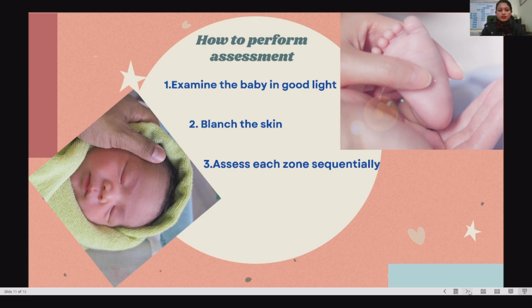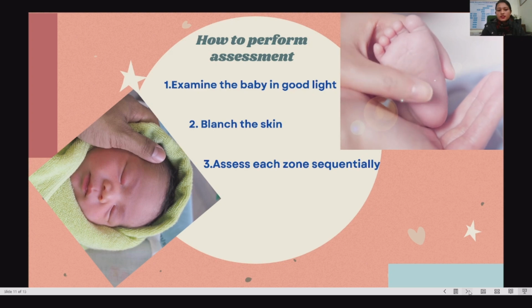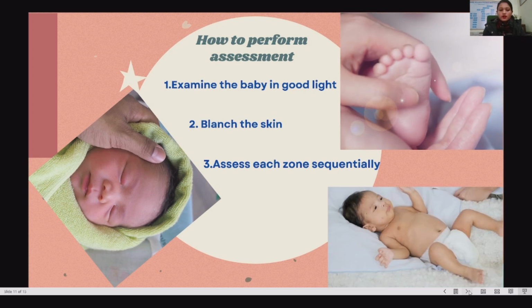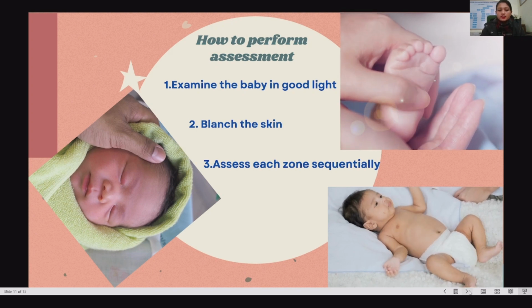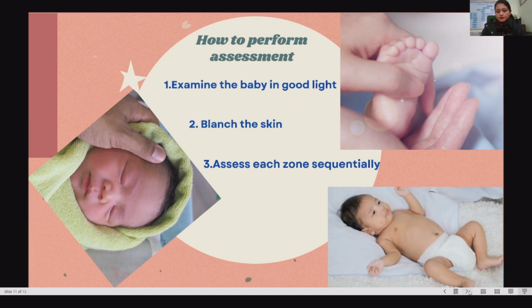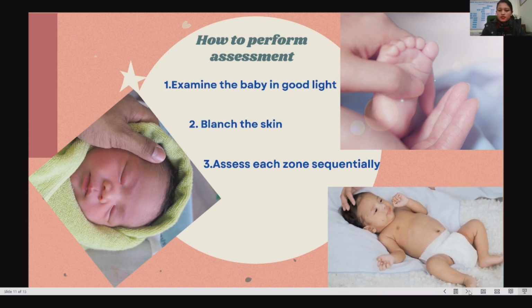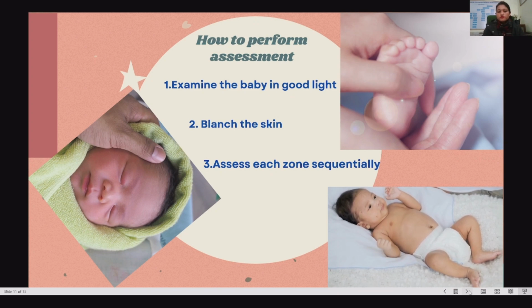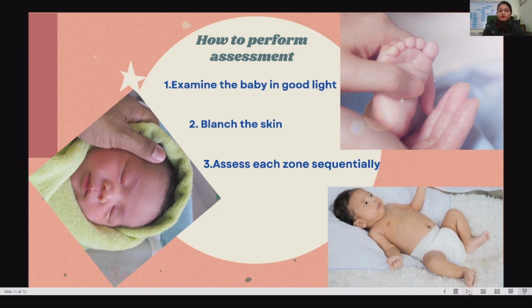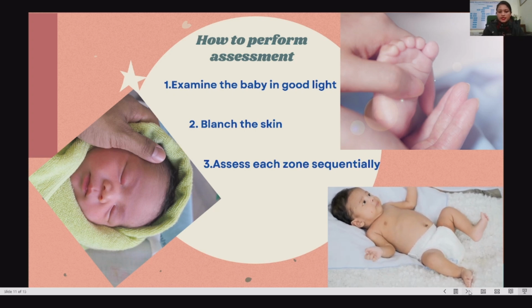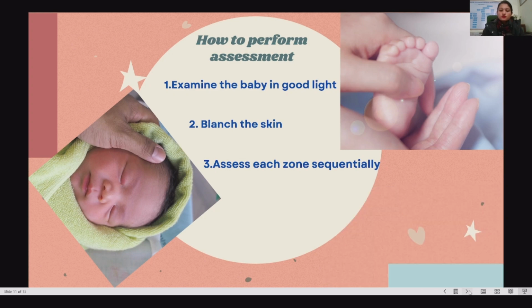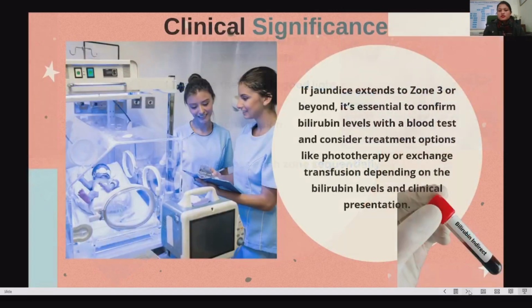Now the second one is gently pressing the skin on each zone to observe the yellow discoloration, that is blanching the skin. And the third one is assessing each zone sequentially, starting from the face, that is zone number 1, and working your way down to the feet, that is zone number 5, and observe how far the discoloration has extended. We always need to remember that the presence of jaundice in a higher zone correlates with an increased bilirubin level.